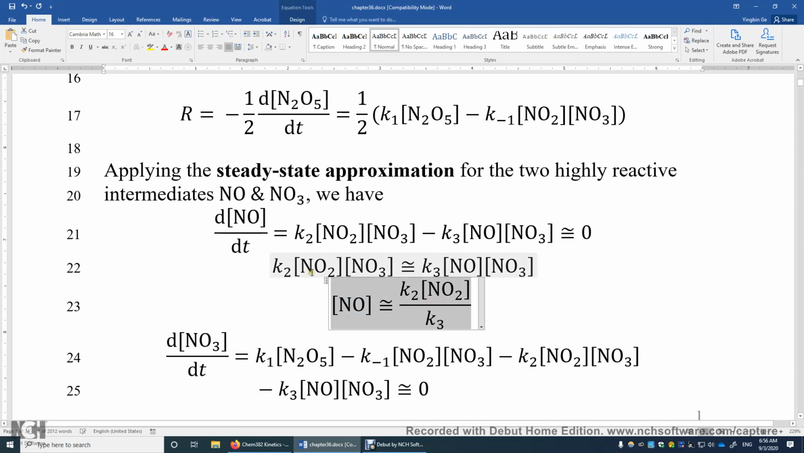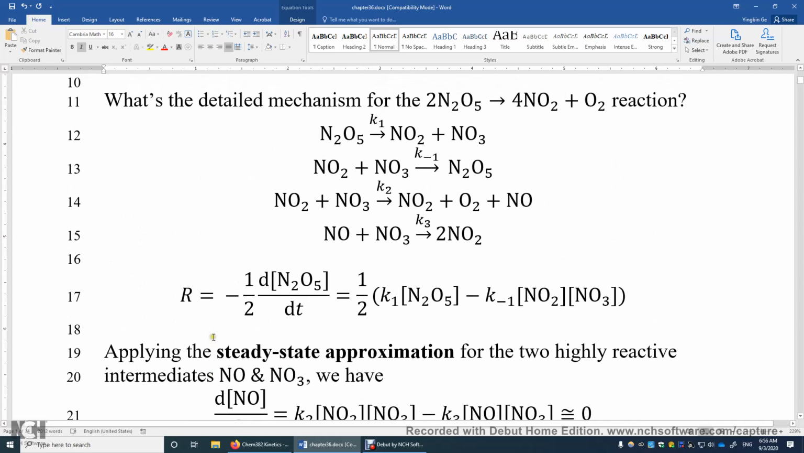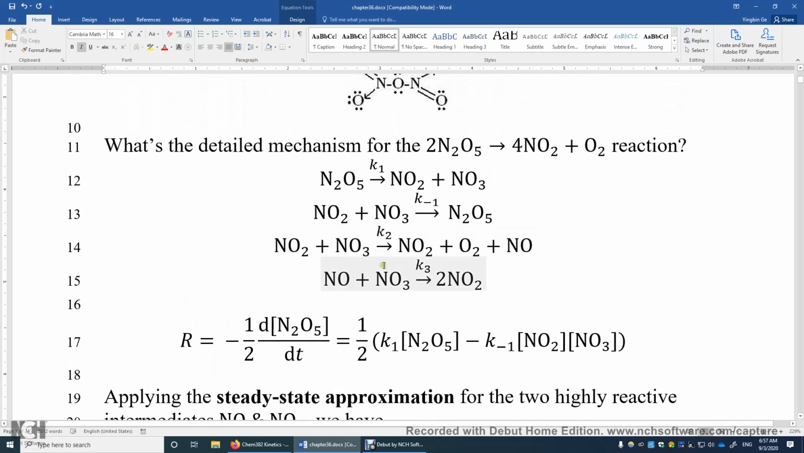It's going to be useful, and we're going to apply the steady state approximation to NO3 as well. This time, it's a little bit more complicated. Again, you need to look for NO3 in these elementary steps. NO3, NO3, NO3, NO3. So this NO3 appears in all 4 elementary steps. It's produced in the first step. It's consumed in the second, third, and fourth steps. And therefore, we're going to write out 4 terms, 1 positive term here and 3 negative terms.